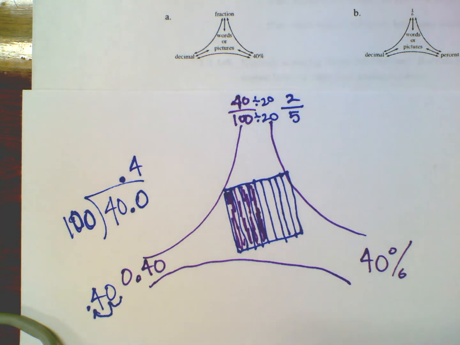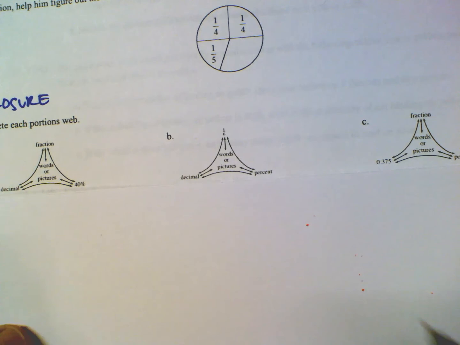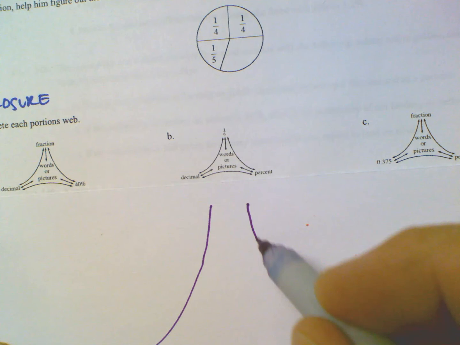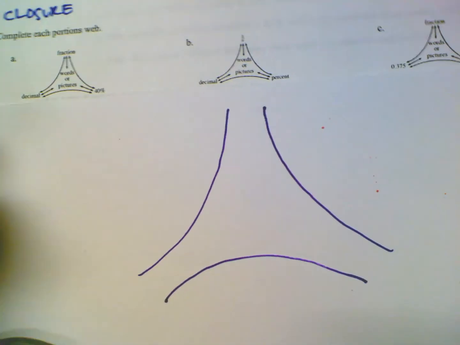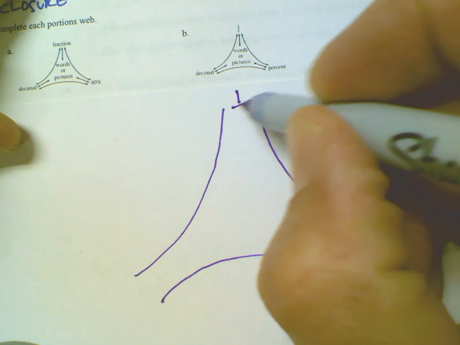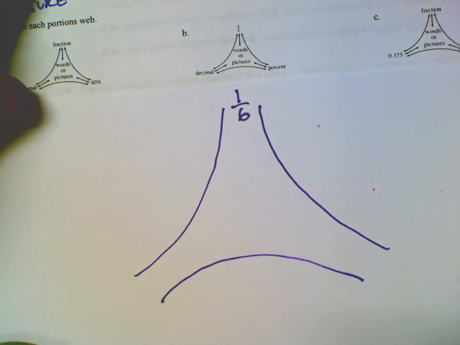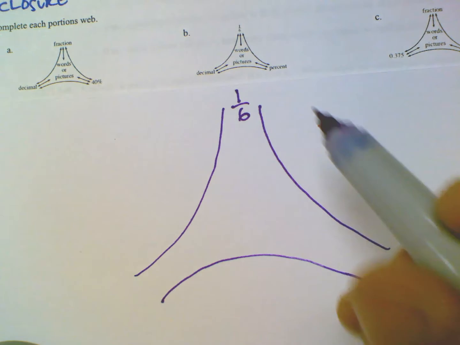Okay, good. Let's do a couple more. Let's do B, so you really get this. So B, again, the portion web. I'm going to draw it out. It's big enough that I can see it. And this time they give me the fraction 1/6 up top. So if I have 1/6 up top, what is that as a decimal? What is it as a percent, right? I think that's 1/6. Yeah, that's 1/6. So what does that look like?